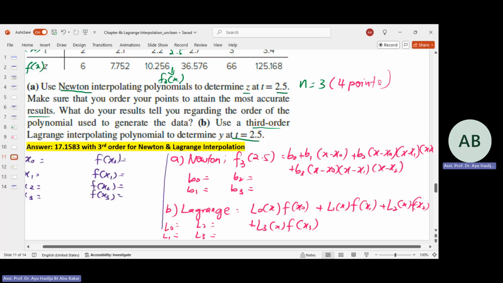This one is 17, I don't remember which data point that is. As long as your answer is in the range, then you should know whether your answer is correct or not. Your fx should be between these values.